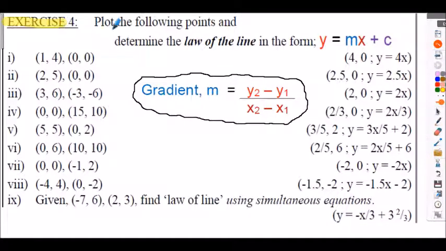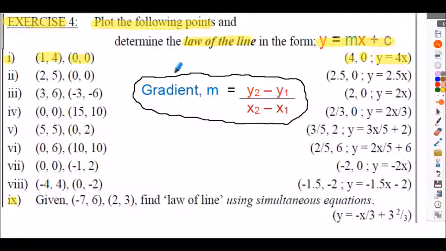Exercise 4, we're asked to plot the following points and then determine the law of the line, the equation of the line, which should be of the form y is equal to mx plus c. So questions 1 through to 9 here, we're given 2 coordinates in each of the questions. So in the first question, we're given the point 1, 4 and 0, 0. We're asked to plot that, and from that work out the gradient, the intercept, and then state the equation or the law of the line.